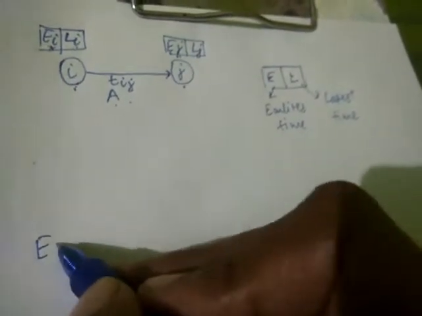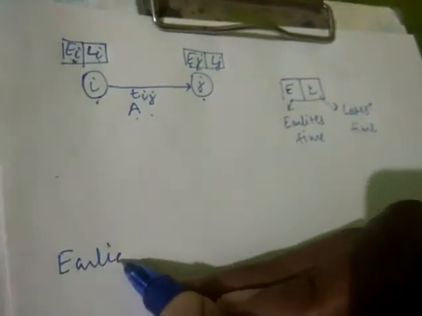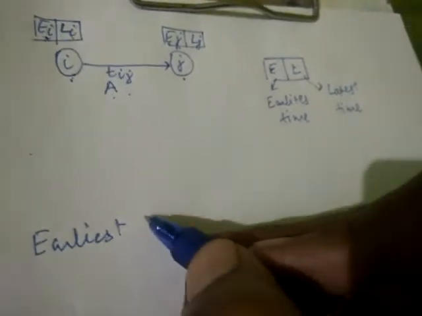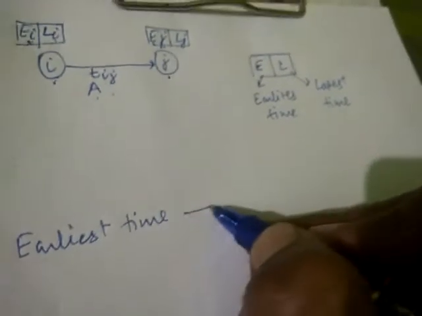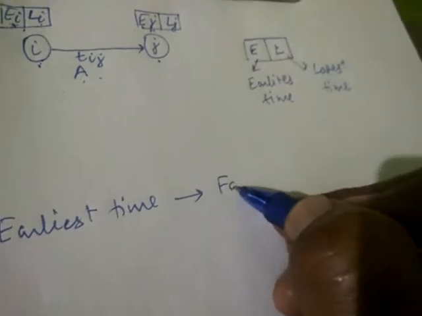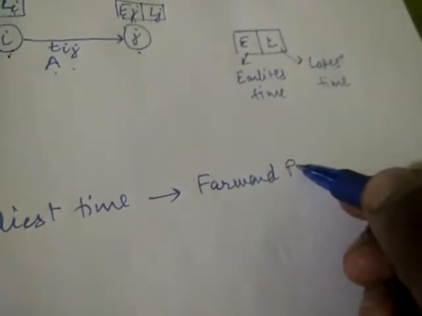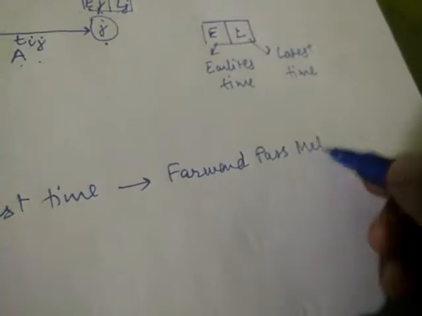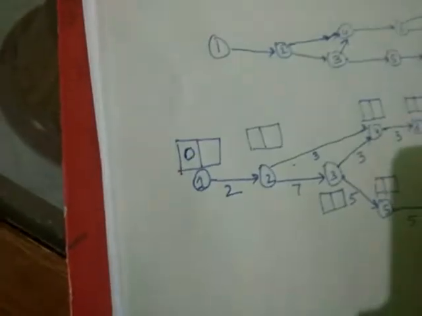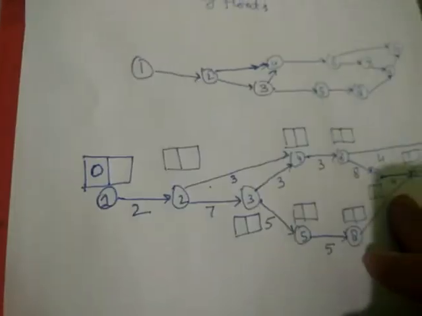For earliest time we follow a method that is known as forward pass method. Just see what it means by forward pass method. We will assume that this project starts at t equal to 0. At t equal to 0 the project starts.